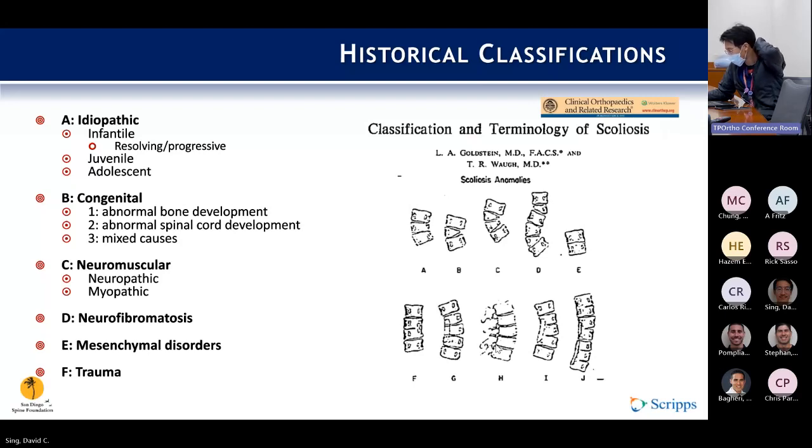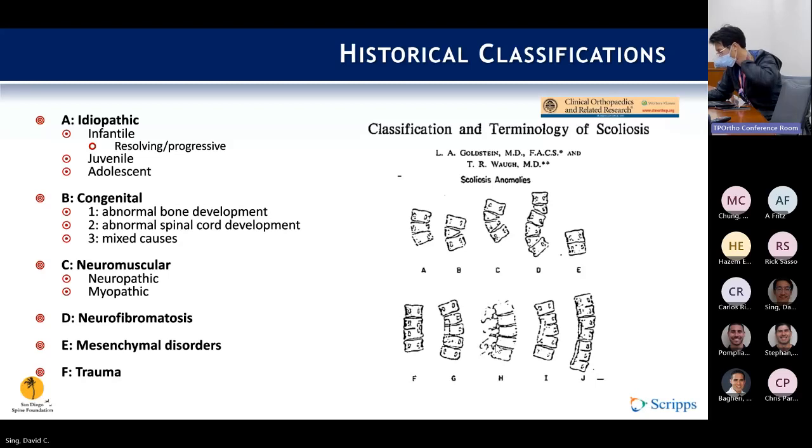Congenital malformations were typically from abnormal bone development or formation, such as hemivertebra or missing vertebra, possibly also including spinal cord abnormalities with tethering or syrinxes, myelodysplasia as well, or even spina bifida myelomeningocele. Neuromuscular cases were from neuropathic or myopathic etiologies.